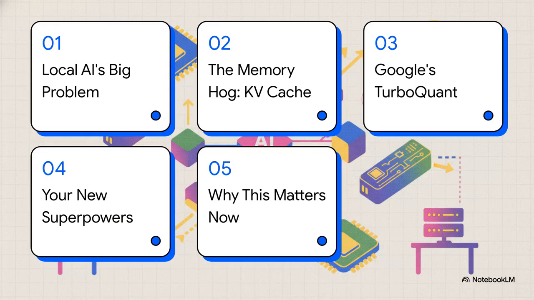We'll start with the big problem that's been holding back AI on our PCs, and we'll pinpoint the specific memory hog that's causing all the trouble. Then we'll dive into Google's super clever solution, TurboQuant, see what awesome new superpowers it unlocks for you, and wrap up with why this is such a big deal, especially right now.